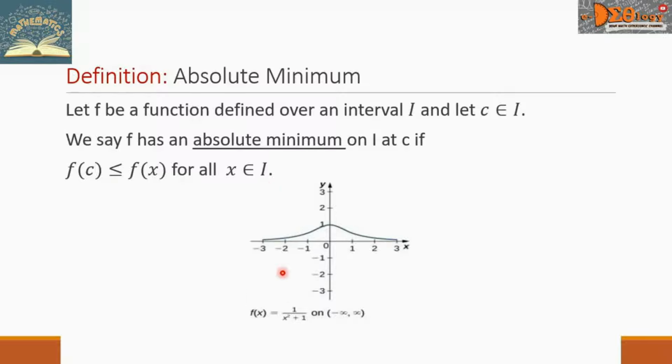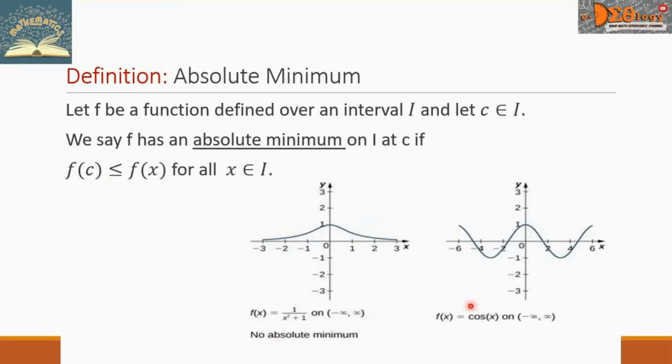Going to our previous example, f of x equals 1 over x squared plus 1 on the interval negative infinity to positive infinity. We say that there is no absolute minimum. This part of the graph will continuously go down up to infinity. The same is true with this part of the graph. It will just go down up to infinity. So we say, again, there is no absolute minimum for this graph.